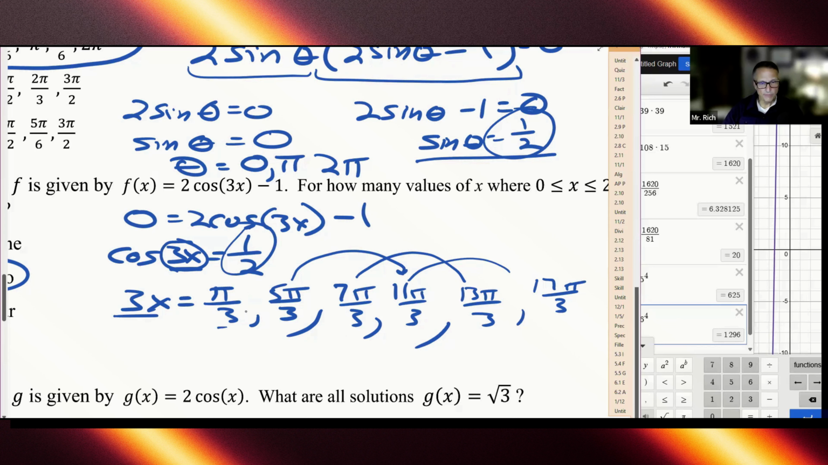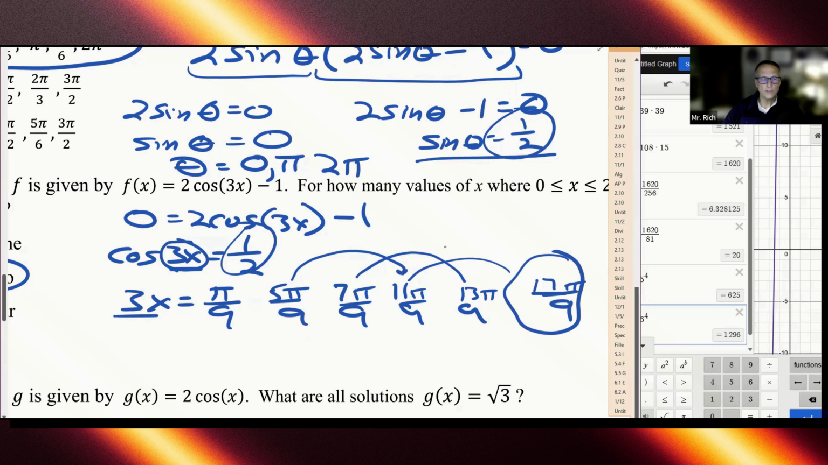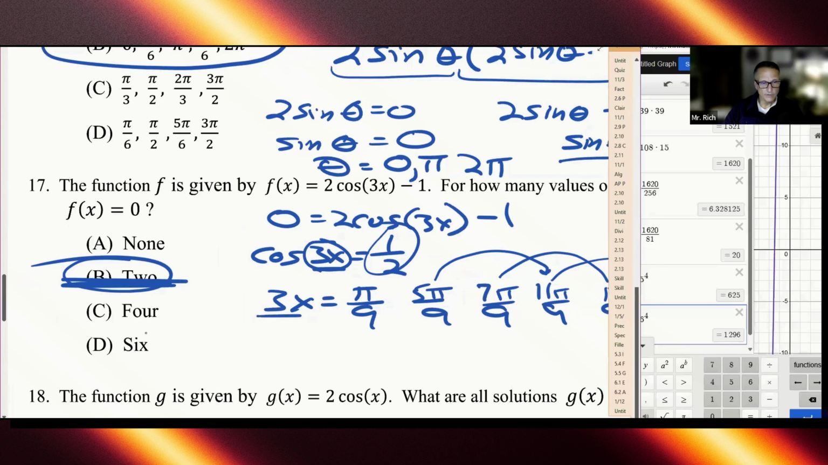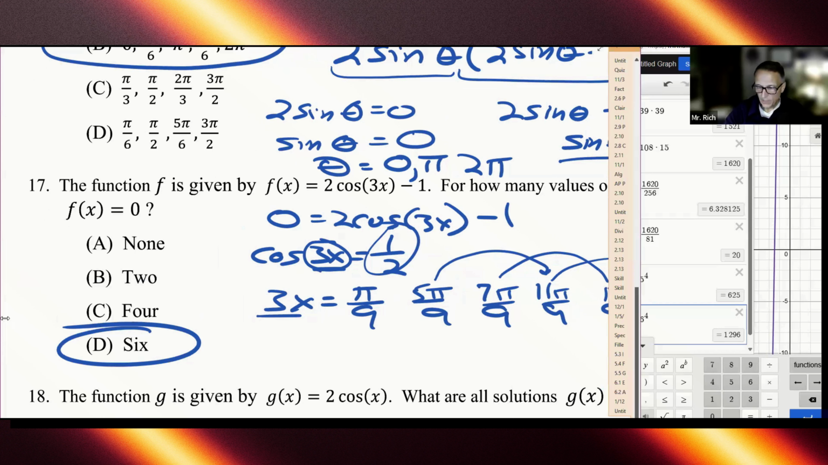Then when I divide by 3, it turns all the denominators to 9s. All of these are 9s now, because that's what happens when you divide by 3. You're multiplying by 1/3. Aren't all of those angles between 0 and 2 pi? They are. Even this one is barely, but it is within 2 pi. So my answer here is 6, not 2. 6 solutions.